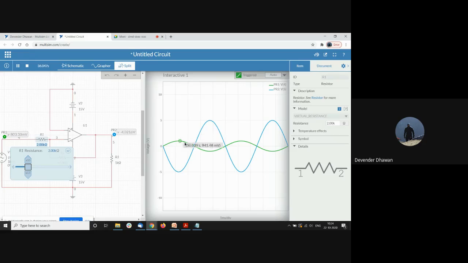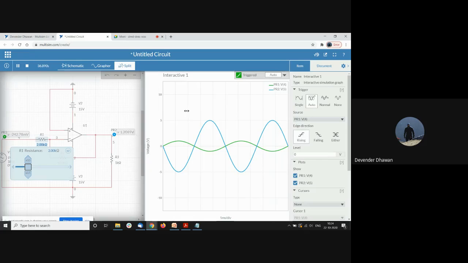So it is out of phase and we have a gain. As simple as that, we can say. So this is a basic inverting amplifier. Any doubts on this? No, sir. Okay, so you guys can also try and make it. This is a very simple circuit. It will take a minute only.